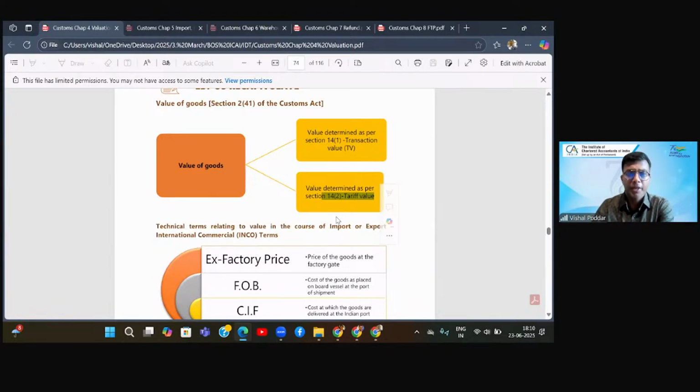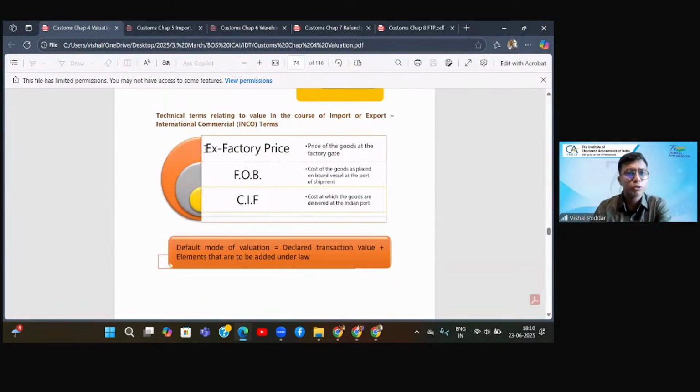Now, some technical terms which you should be aware of. One is the ex-factory price, the other is the FOB price, and the other is the CIF price. FOB price is also called as FOR price. What are these three values? Let us understand. So let us say I am the Russian supplier, you are the Indian importer.